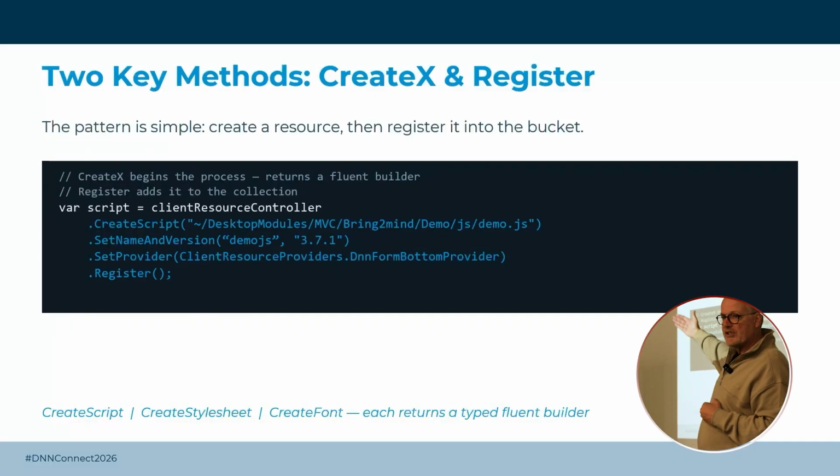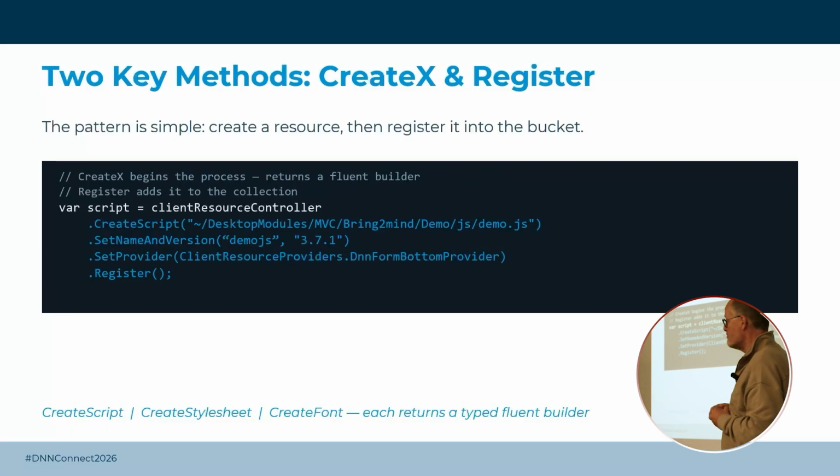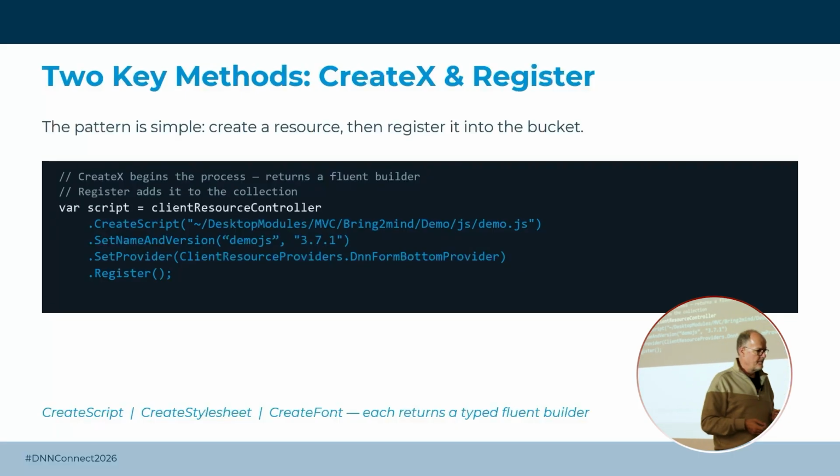Now I can set certain parameters of that resource. Let's say set name and version, and set provider here, for instance, right? The DNN form bottom provider in this case. And I need to finish with register. Well, that's very important because that actually sends that resource that you just created back into the bucket and says, okay, now it's done. And so we have 3 create methods: create script, create style sheet, and create font. And each of them returns a typed Fluent builder.